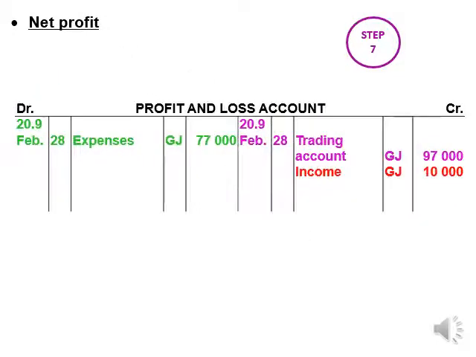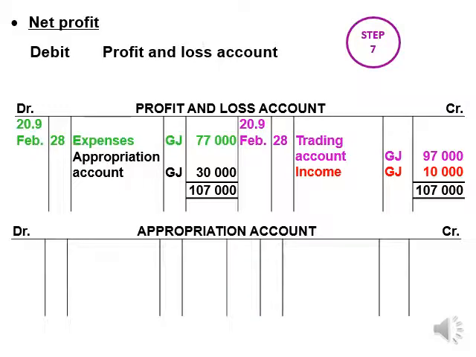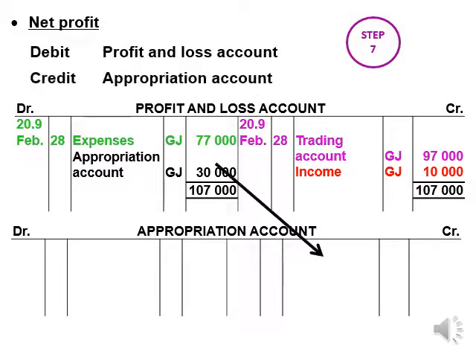Step number 7. If we have made a net profit that now needs to be shared, we will close and transfer that profit from the profit and loss account, debiting the profit and loss account, to the appropriation account. Therefore, my contra account in the profit and loss account is the appropriation account. So we debit the profit and loss, and we are going to credit the appropriation account.